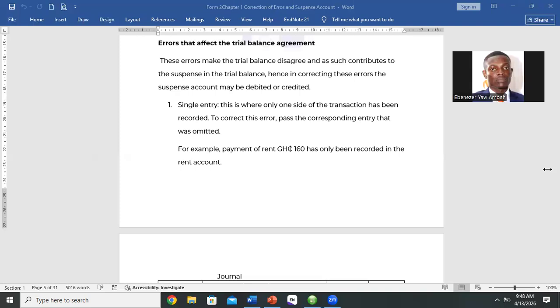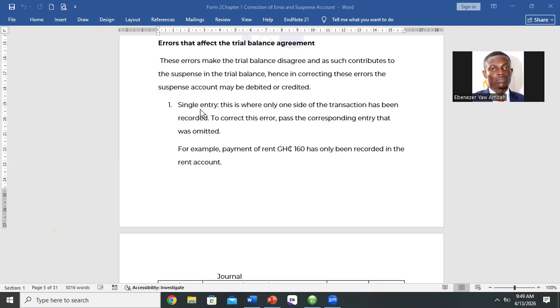Okay, thank you. So, profs, unlike the first type of error where the trial balance would not show any difference, in this type of error, the trial balance will show a difference. So these errors are easy to identify because the trial balance will tell you that there is an error, right? Okay. So we are going to look at examples of these errors that make the trial balance disagree. The first one is single entry.